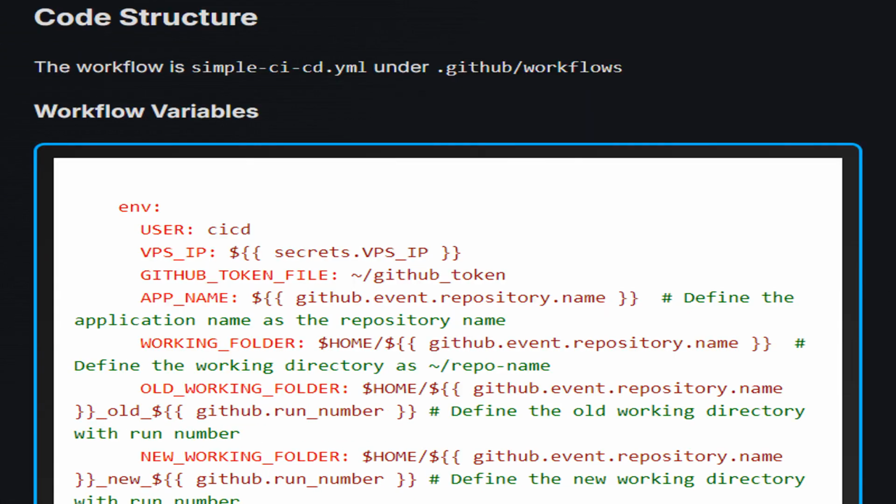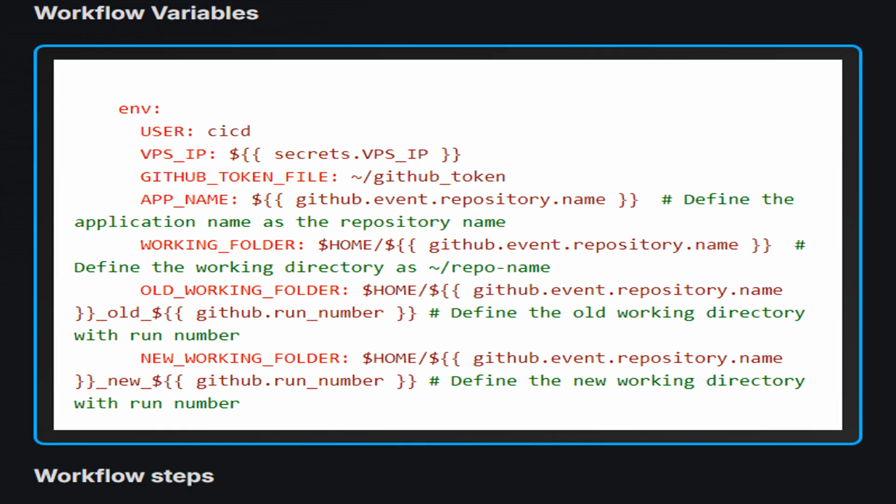The Code Structure section outlines the project structure, indicating that the workflow is defined within a YAML file named simple-cd.yml, located in the .github/workflows directory. The Workflow Variables subsection lists various environment variables crucial for the CI/CD operations. It includes keys like user, VPS IP, and app name, which help manage the application's configuration dynamically throughout the workflow.